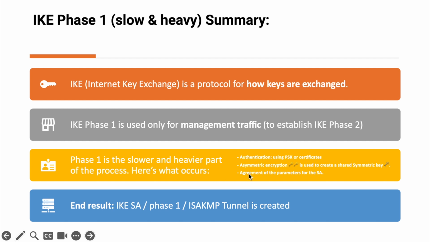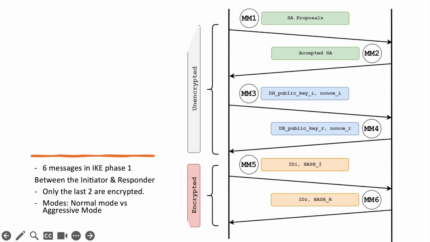So obviously we've got the agreement of the parameters for the security association, and we'll take a look at that. In IKE Phase 1, you are establishing the asymmetric keys, and you're establishing the symmetric key from the asymmetric keys, and then authentication occurs using pre-shared keys or certificates. The end result of IKE Phase 1 is a Phase 1 tunnel. So let's take a look at that tunnel.